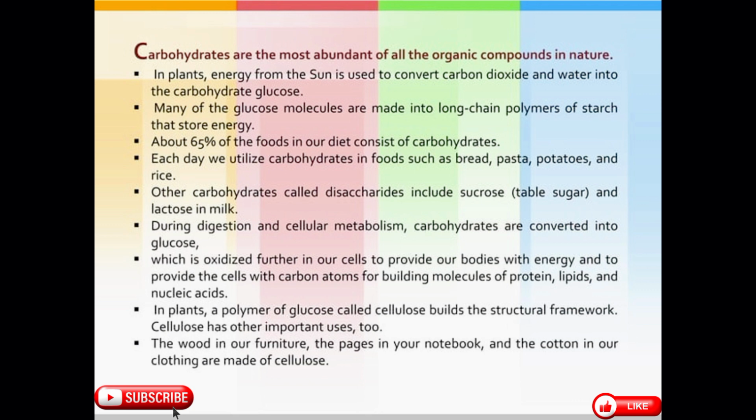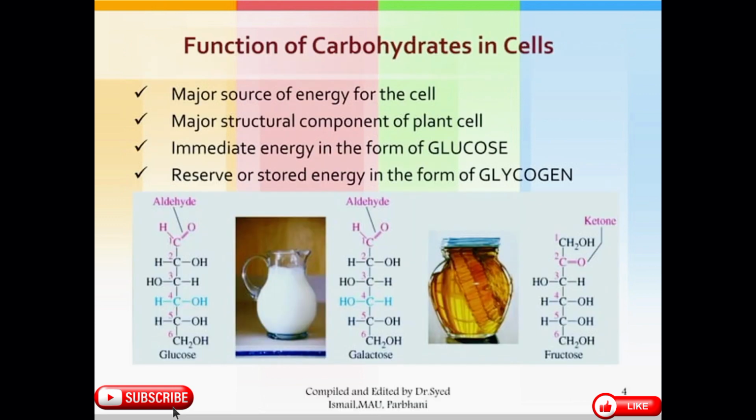During digestion and cellular metabolism, carbohydrates are converted into glucose, and glucose is further oxidized to release energy in the form of ATP. So they provide cells with carbon atoms for building molecules of proteins, lipids, and nucleic acids. In plants, a polymer of glucose called cellulose builds the structural framework. Cellulose has other important uses too. The wood in our furniture, the pages in our notebooks, and the cotton in our clothing are made up of cellulose, which is a type of carbohydrate.